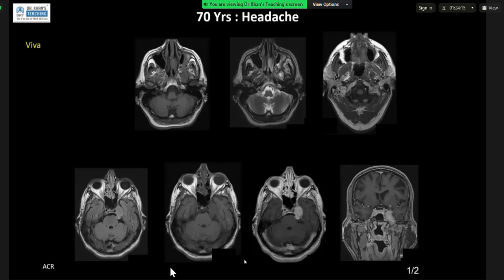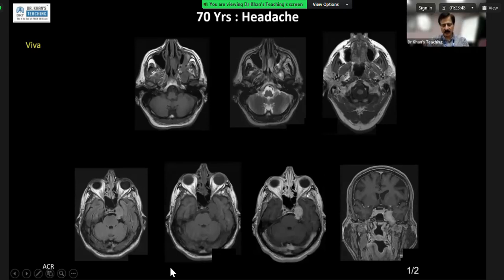So differential diagnoses include schwannoma. I don't think that it's extended to the jugular foramen here. Jugular foramen anatomy. No. I think it's the cavernous sinus, right? That's it. Right. So if you see here, there's a bit of anatomy here.